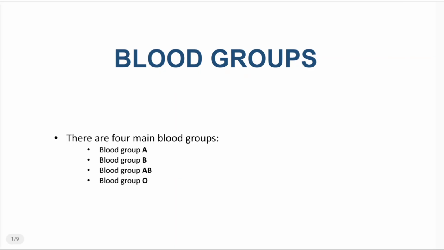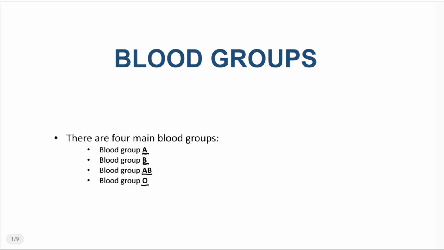Our focus here is simply how blood groups are inherited in a family, right? So let's get started. With blood groups, the main point is that there are four main blood groups. That is, you can either have blood group A, blood group B, blood group AB, or blood group O. So there are only four blood groups that are possible: blood group A, blood group B, blood group AB, and finally blood group O.